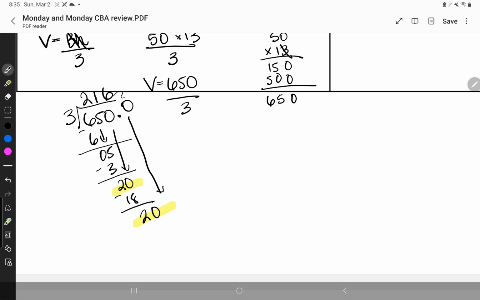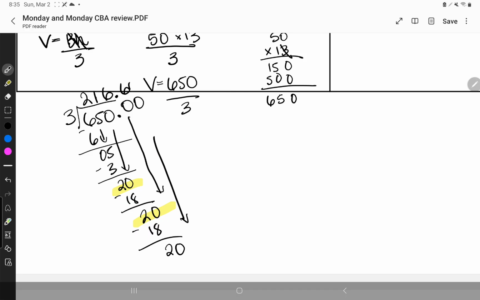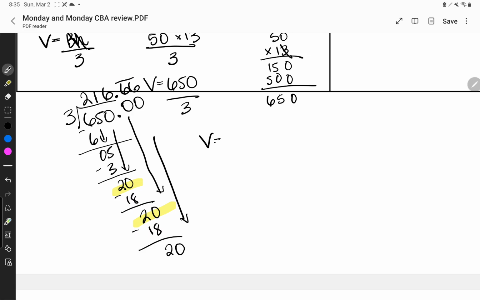So then I have 3 going into 20. That's going to give me 0.6. 6 times 3 is 18. Subtract, and that gives me 2. Add another 0. And oh, that gives me 20 again, which means I have 216.66 repeating.